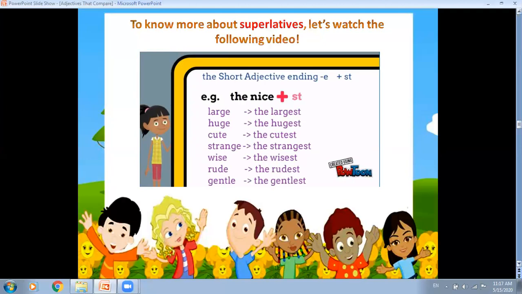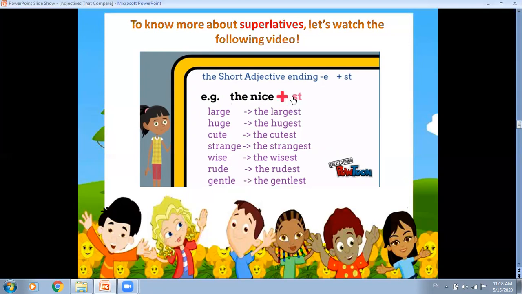In here, when the adjective ends in E, you can drop the E and add EST, or you can keep the E and add ST. Let's read the examples. Nice, this is the adjective. It ends in E. So I can keep the E and add ST, the nicest. Or I can drop the E and add EST. The same. You're free to choose, okay?